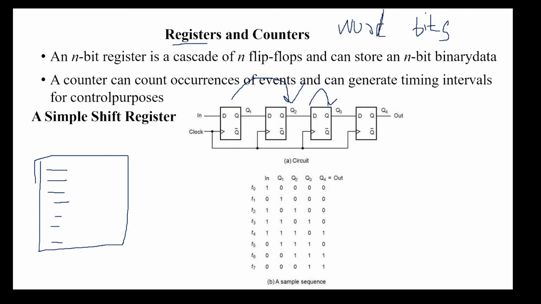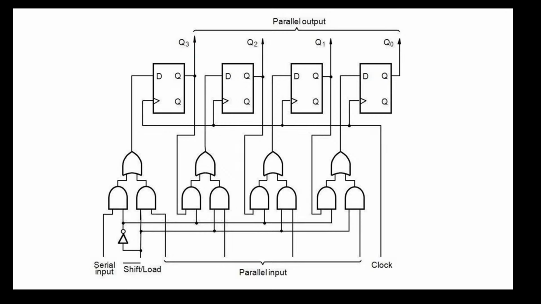Now these shift registers can be classified into four types. The very first one is called serial input, serial output, right? You can see the input given to each circuit is in serial, and it is giving us an output in serial format. So this simple shift register is also called a serial input and serial output register.